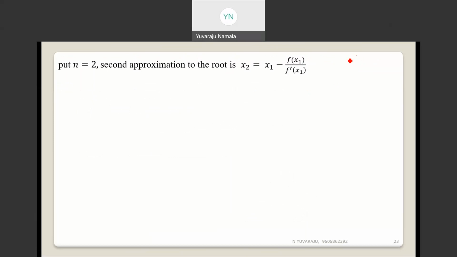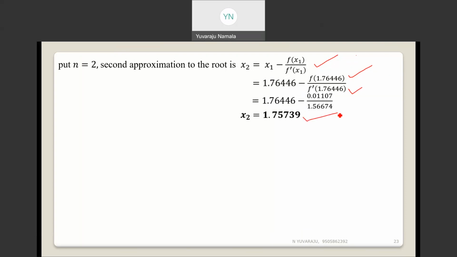Put n equal to 2, the second approximation to the root: x2 is equal to x1 minus f of x1 by f dash of x1. Substituting the x1 value in this formula, similarly simplifying, this is the f of x1 value and this is the f dash of x1 value. Substituting the given equation f of x and f dash of x, on simplification we get the x2 value. This is the second approximation, x2 is 1.75739.